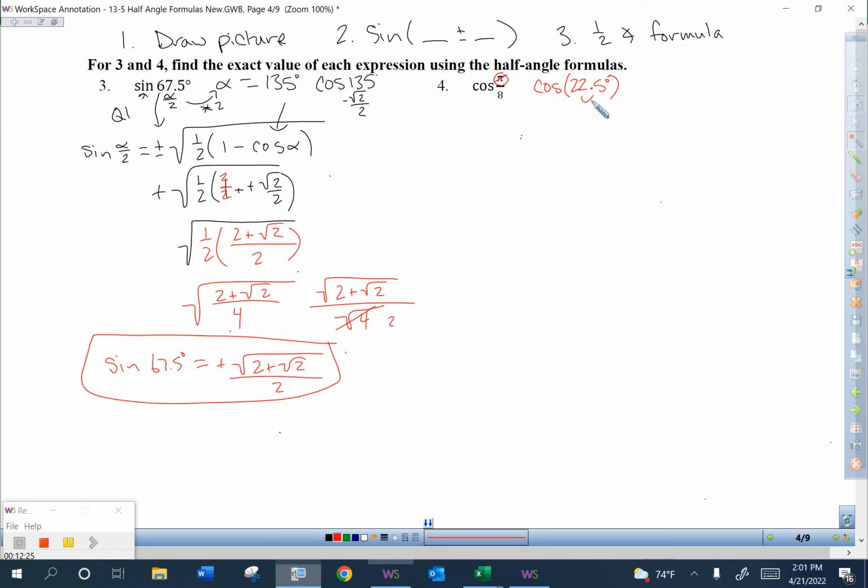Alright, this is alpha over 2. We need to find alpha by doubling it. So that's 45. Okay, we're doing that because if we're writing down cosine of alpha over 2, our formula says that we need to take 1/2 times 1 plus the cosine of alpha, and we needed to find alpha for that to work. So cosine 45 is going to go in there.